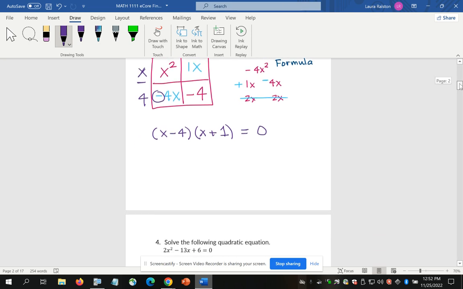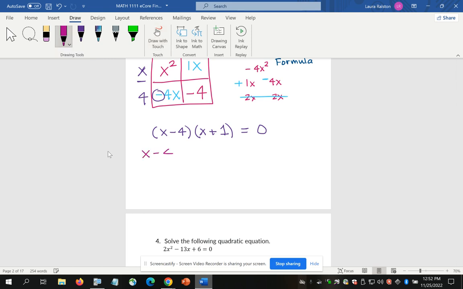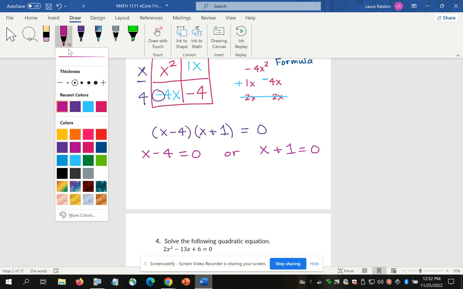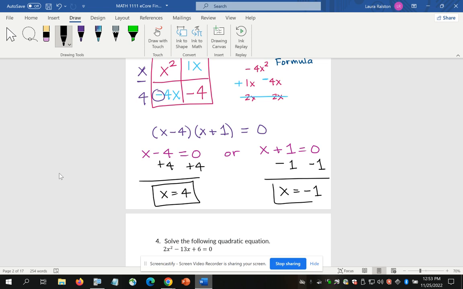We then apply the zero product property, which tells us that one of those pieces, either x minus 4 equals 0 or x plus 1 equals 0, and we solve each of those respectively for x. So I'm going to add 4 to both sides. So x is 4. That's one of our solutions. And for the other one, we subtract 1 from either side. We have x equals negative 1. So my second answer is negative 1.